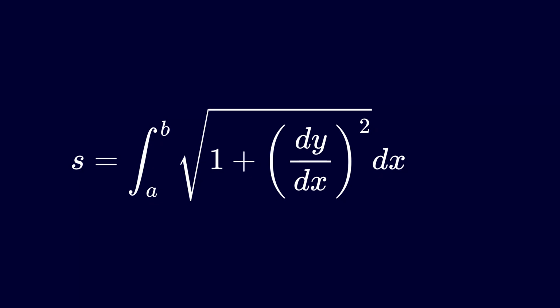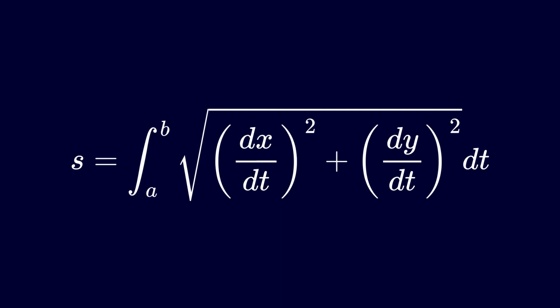For parametrics, most of it's the same. But instead of 1 plus the derivative squared under the square root, it's both derivatives squared and added. Notice that since it ends with dt, the limits, a and b, are t values, so watch out for that.